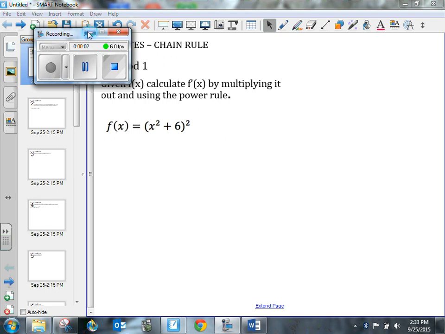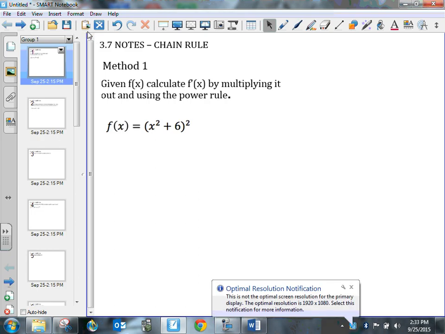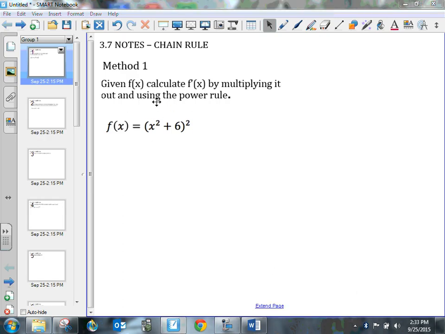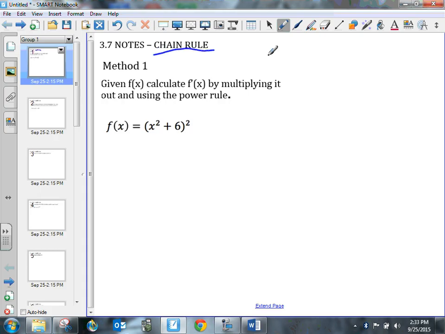Okay, the following is a video over 3-7 notes, and this is the chain rule. The chain rule is probably one of the most important things that we do as far as taking derivatives. This rule will allow us to really almost take the derivative of any function. We still have some more different types of functions that we want to look at, but this is really huge. Okay, so this es muy importante.